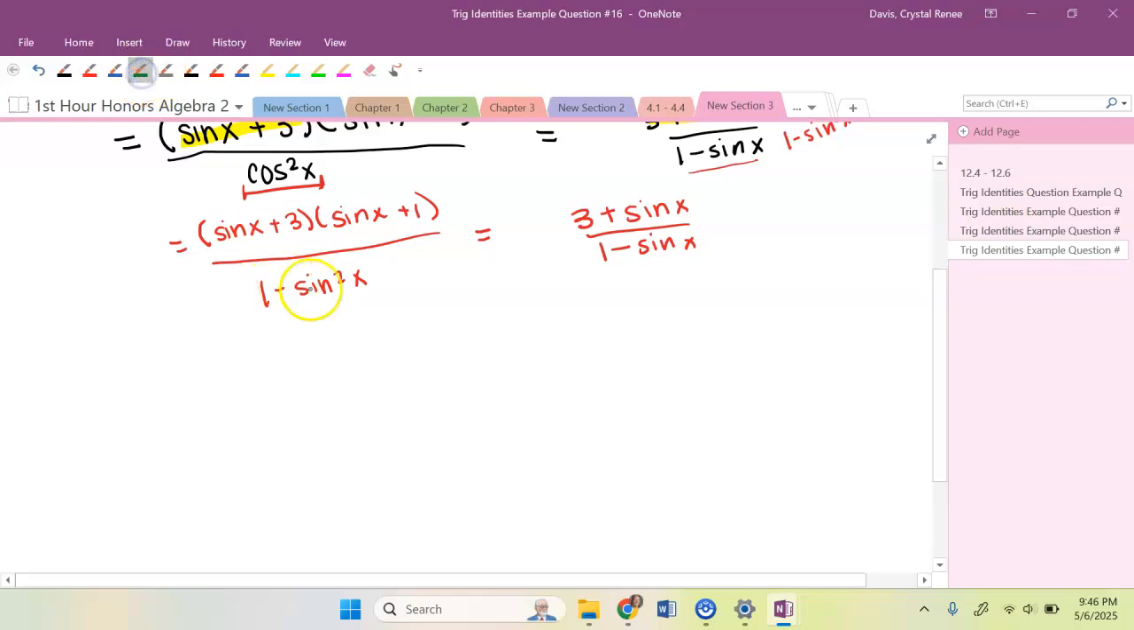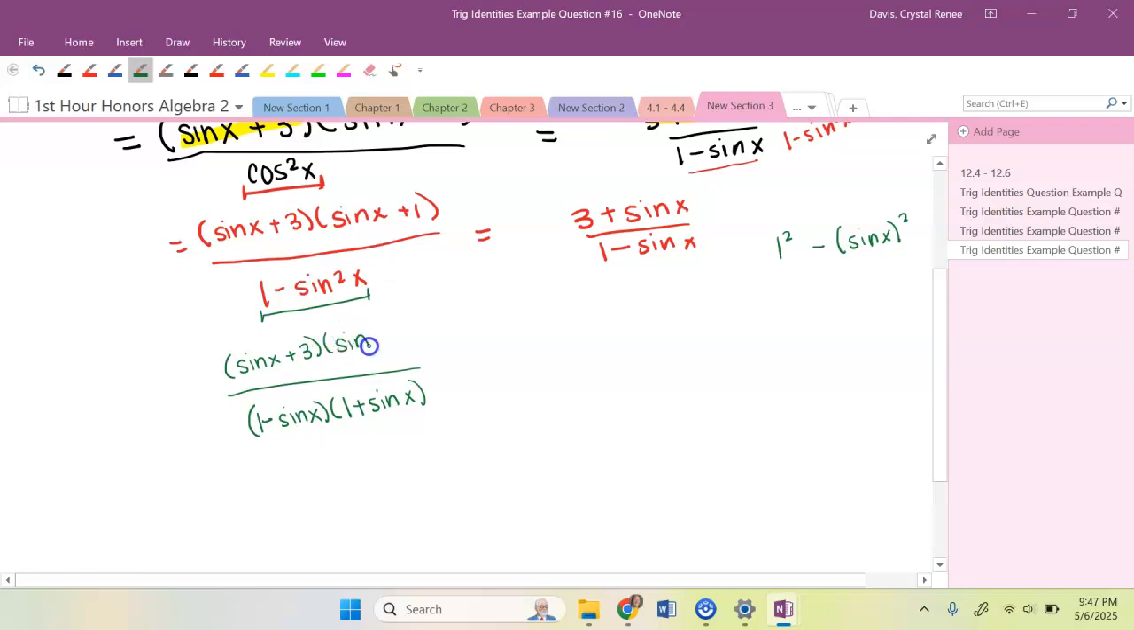Now, 1 minus sine squared of x and 1 minus sine of x: I can think of this as a difference of squares, because 1 squared is just 1, minus sine of x squared. So I can rewrite this as 1 minus sine of x times 1 plus sine of x. Then I'd still have the sine of x plus 3 over sine of x plus 1. I want that all to be 3 plus sine of x over 1 minus sine of x.